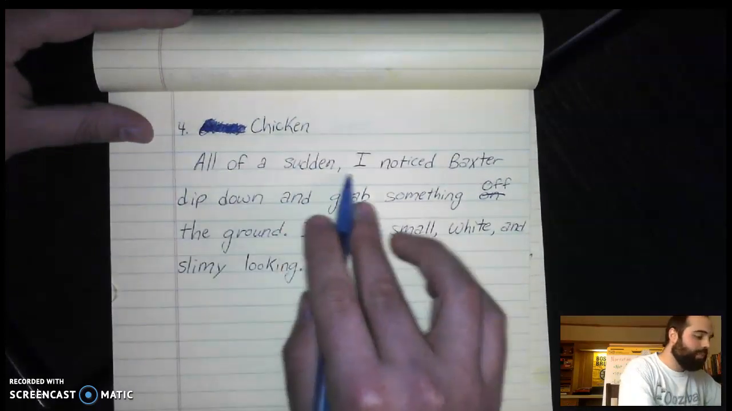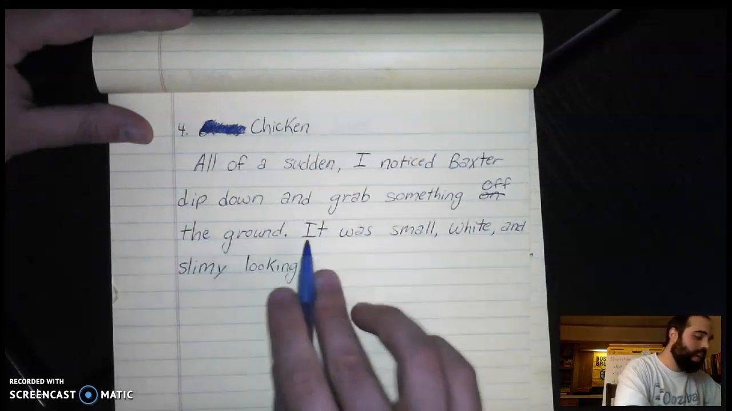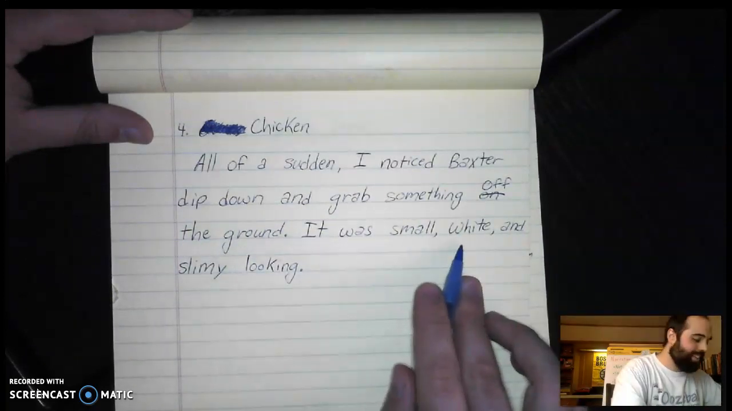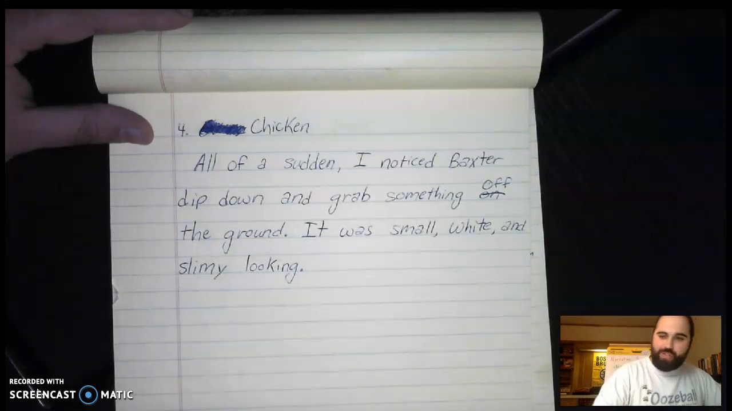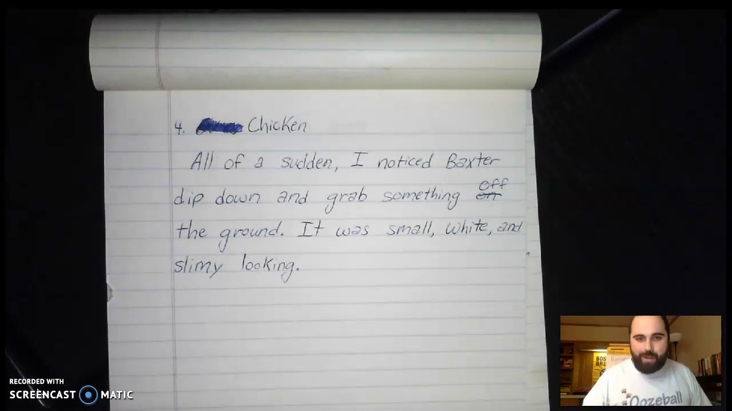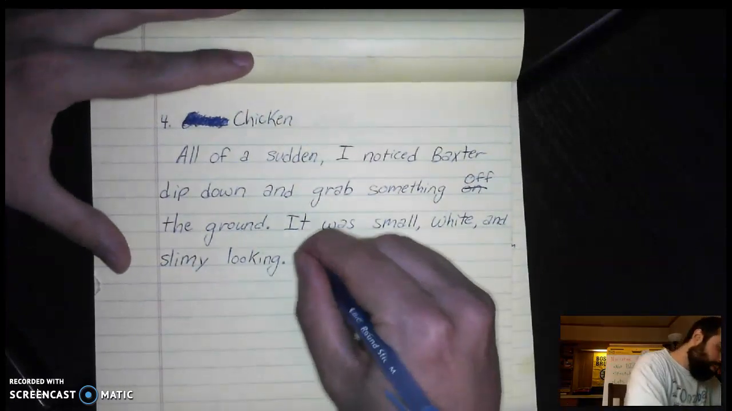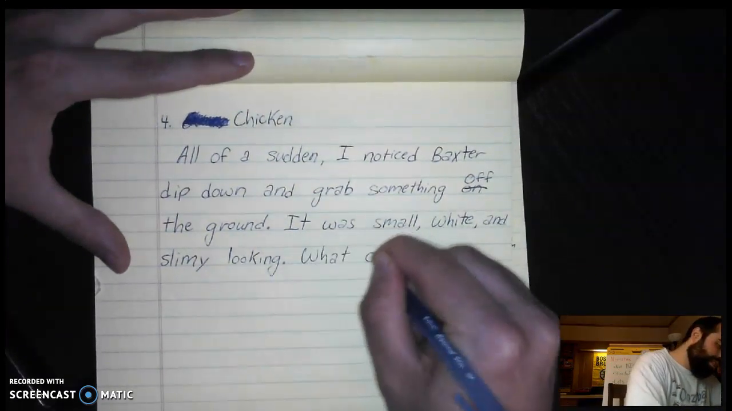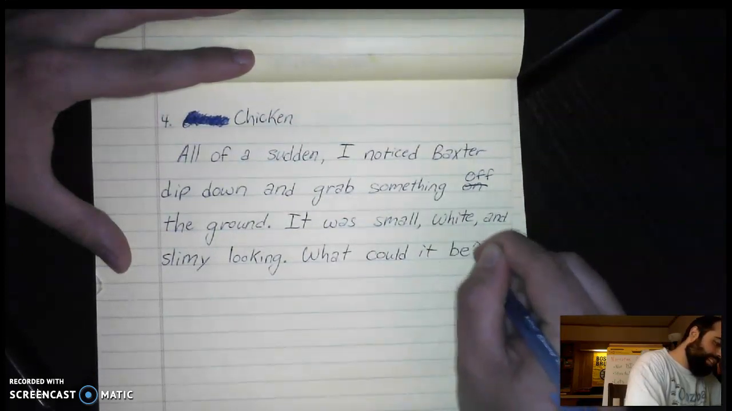All of a sudden, I noticed Baxter dip down and grab something off the ground. It was small, white, and slimy looking. Wonder what it could be. So, we want to kind of create some excitement here for our reader. So let's start to speculate. What could it be? That's exactly what I'm going to say. What could it be?